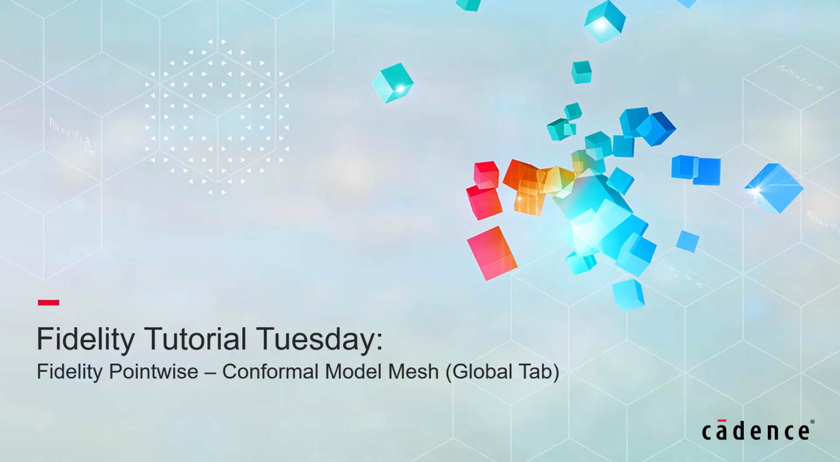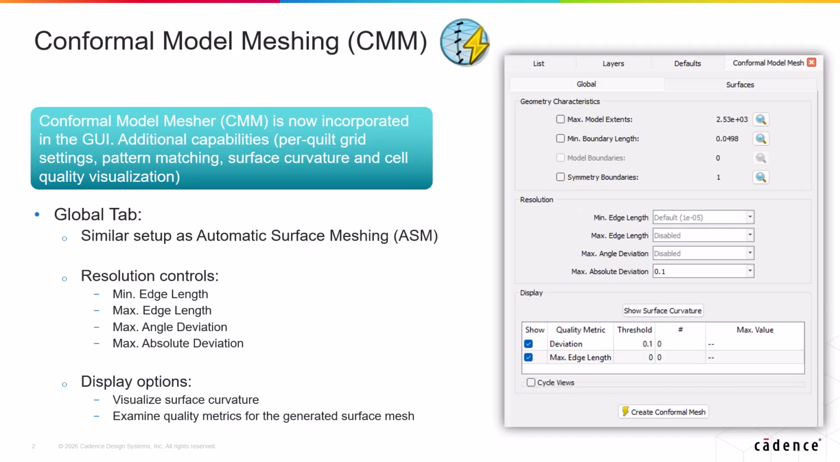Today, we'll be looking at Conformal Model Mesh or CMM in Fidelity Pointwise 2026.1. We'll focus on the global tab in the user interface and the tools available for generating and evaluating conformal tessellations of CAD geometry. Conformal Model Mesh or CMM is a new feature available in the graphical user interface in Fidelity Pointwise version 2026.1. However, the underlying capability has been available in the previous versions of Pointwise, which included this functionality through a Glyph script that was made available to download from the Pointwise GitHub repository. CMM is now directly available in the GUI.